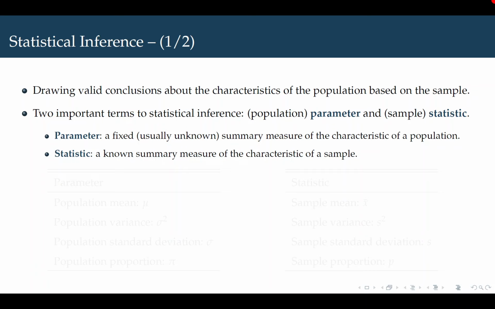Statistical inference is a method of drawing valid conclusions about the characteristics of a population based on the results obtained from a sample, and there are two important terms that are essential for statistical inference. These are population parameter and sample statistic. Population parameter is a fixed, usually unknown summary measure of the characteristics of a population.